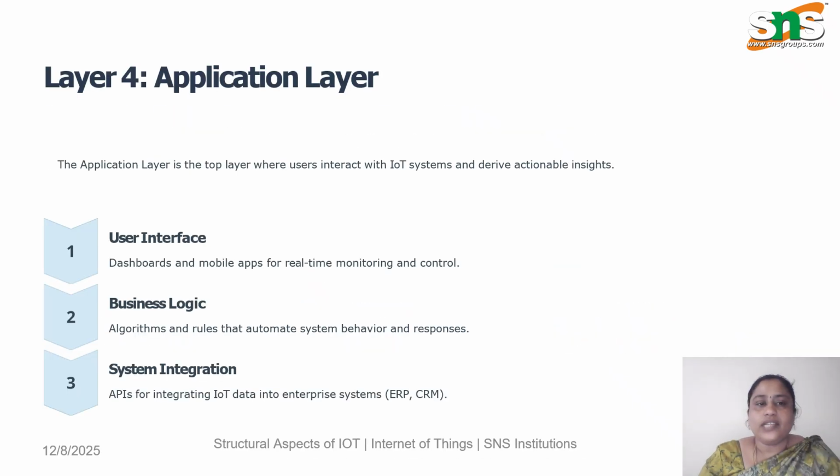We have come to the last layer, that is the application layer. The application layer serves as the top layer of your IoT system. This is where the user actually interacts with your IoT devices. It is mainly used for user interfaces, that is, you can use dashboards and mobile apps for monitoring and control. You can have business algorithms, and system integration is also done in this application layer.